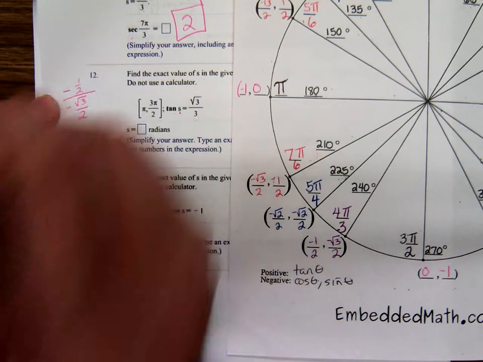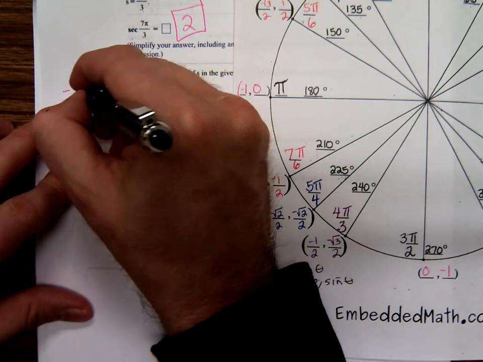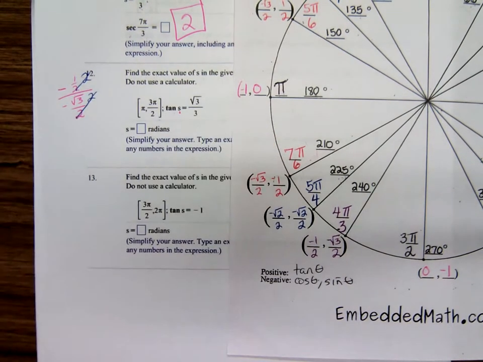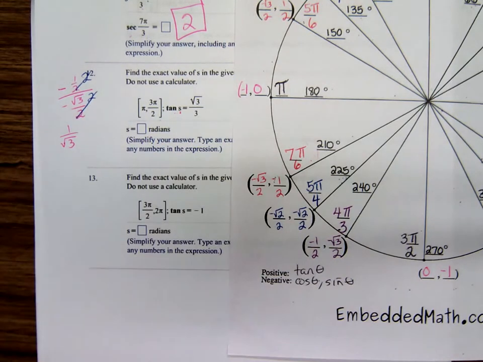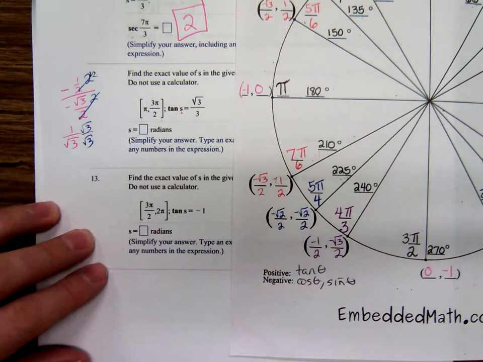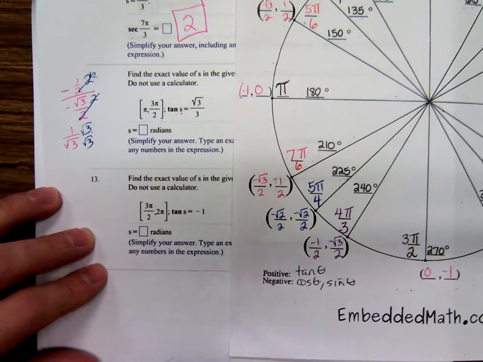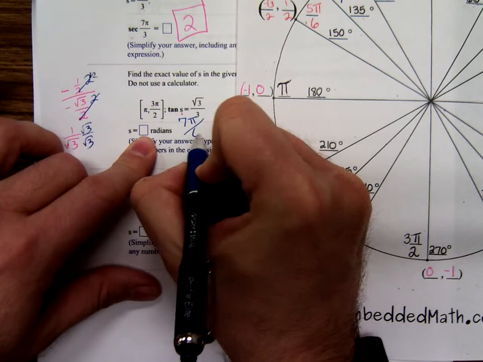Have y'all got the hang of reducing this? Multiply above and below by 2 to get 1 over the square root of 3. And then you would rationalize, right? To get square root of 3 over 3. So your answer here is 7 pi over 6.